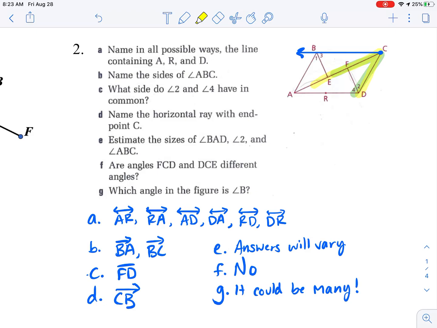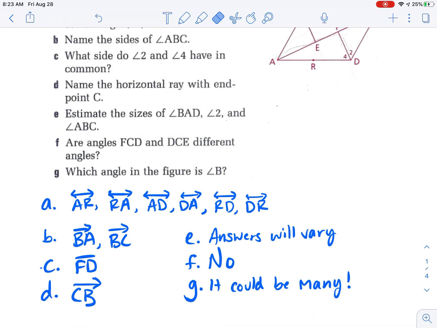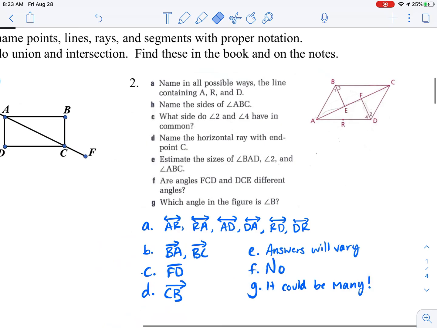All right, lastly, G. Which angle in the figure is angle B? Well, this is what we've talked about multiple times, so hopefully you have this here, that angle B could be many of them. There are 3 possible angles. It could be what is labeled as 1, 3, or A, B, C. So angle B is not a great name because it could be many of them, and so we're not sure exactly which one. I want you to keep that in mind with naming angles, that we do want to be precise if there are multiple angles at a point. So B would not be a great name for that angle.